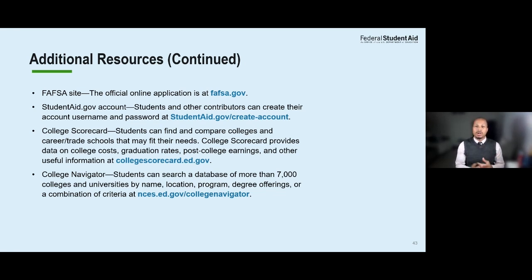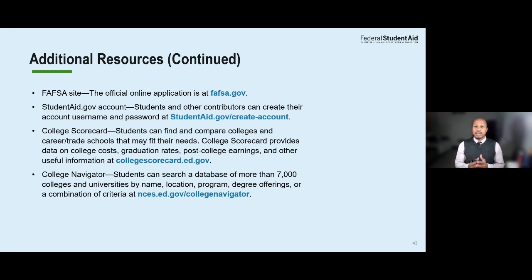Now, our College Scorecard, which was developed by the United States Department of Education, provides data on the cost of college, the graduation rates, what the earnings are like after students have stopped going or graduated from their program, and other useful information. You can find it at collegescorecard.ed.gov.